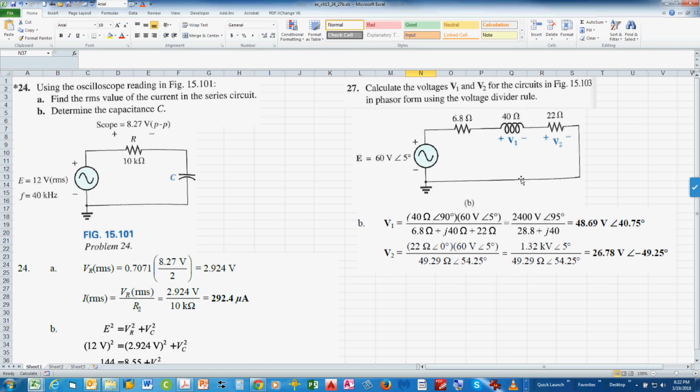You're taking that resistance times that voltage divided by the total impedance, which they figured out here. They put it in phasor form or polar form, and then you multiply this out. They got 1.2332K, and then 0 plus 5 equals 5. Then you take this 1.32K divided by 49.29, get 2678 volts with an angle of 5 minus 54.25, which is negative 49.25.